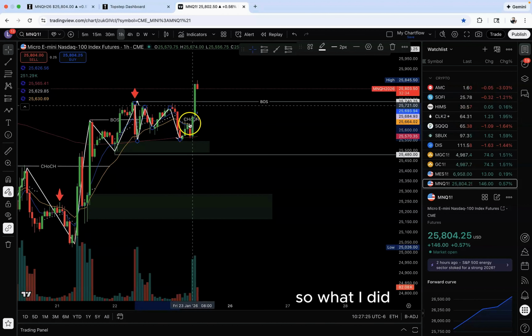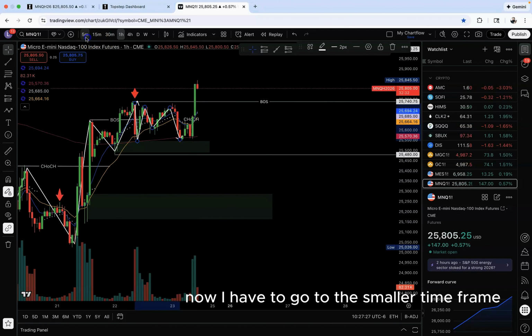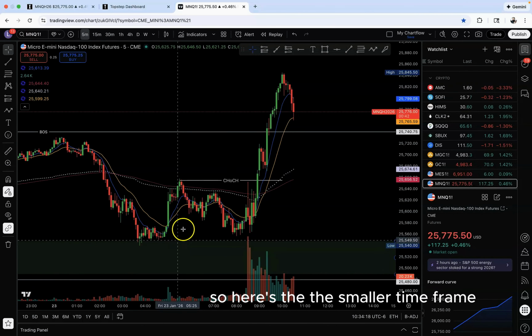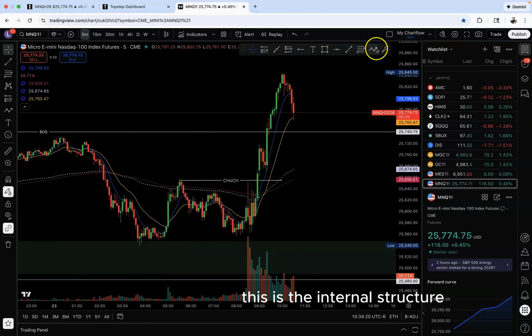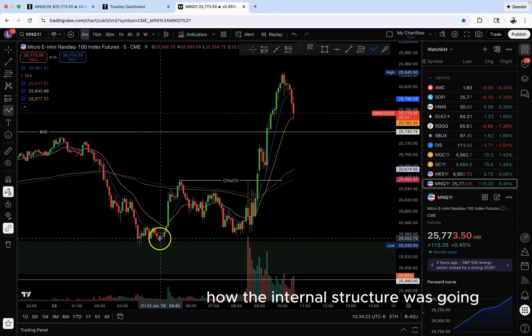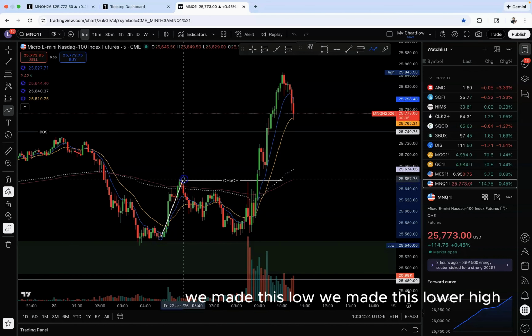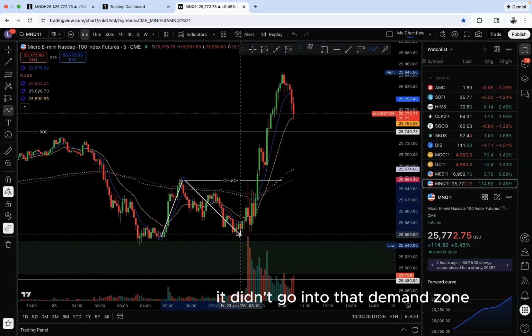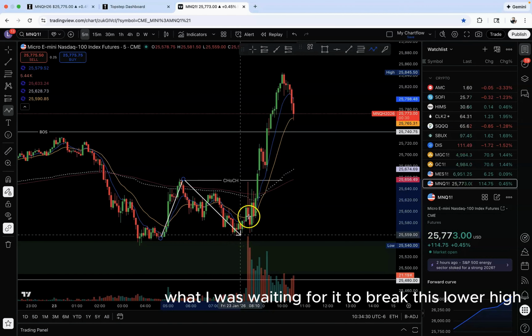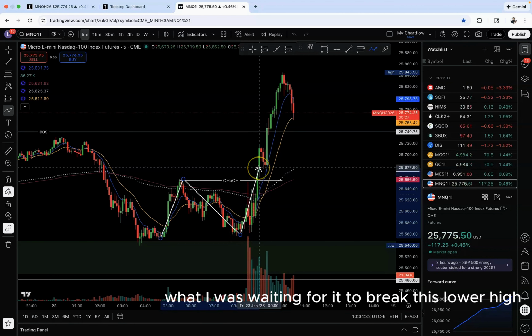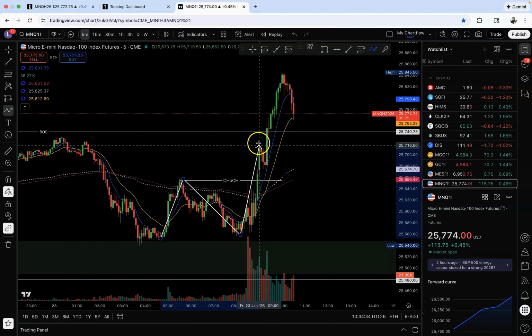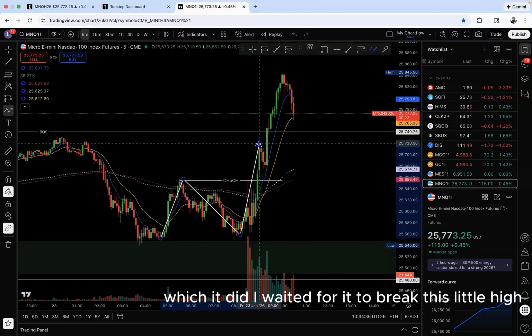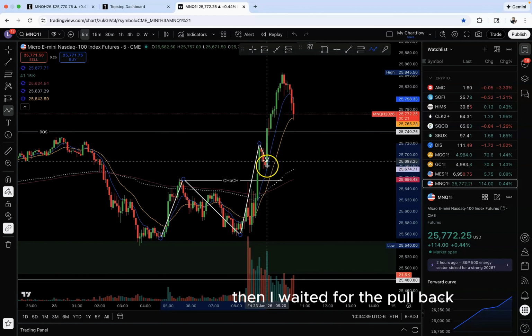So what I did, now I have to go to the smaller time frame. Okay, so here's the smaller time frame. This is how the internal structure was going. We made this low, we made this lower high, we came back to this low. It didn't go into that demand zone. What I was waiting for was for it to break this lower high, which it did.